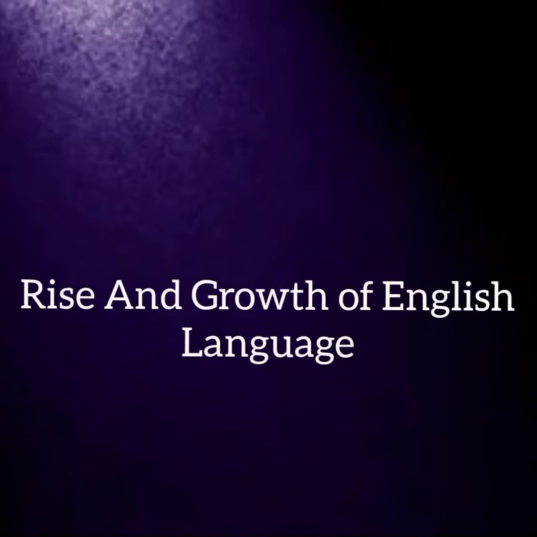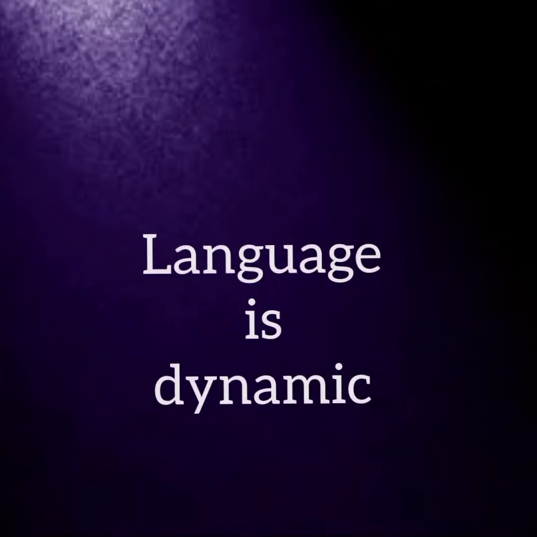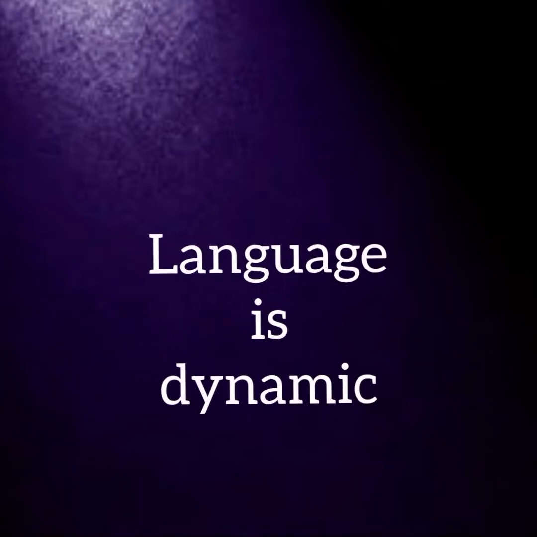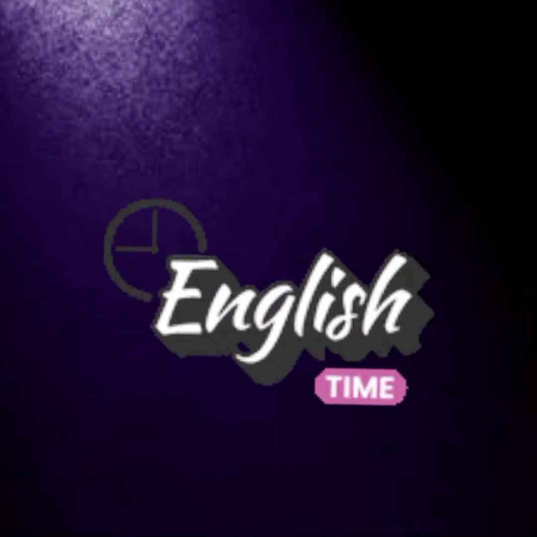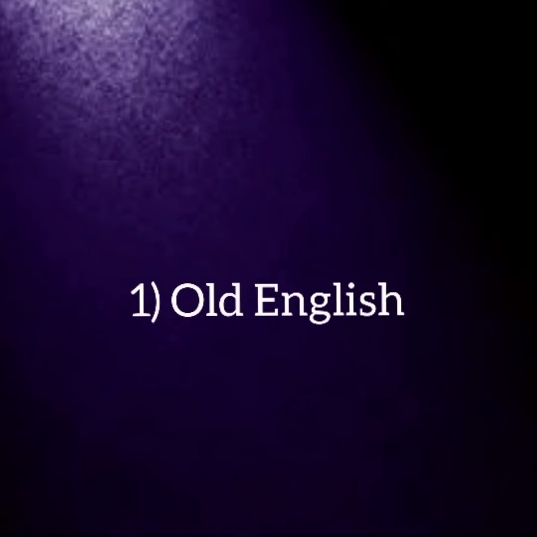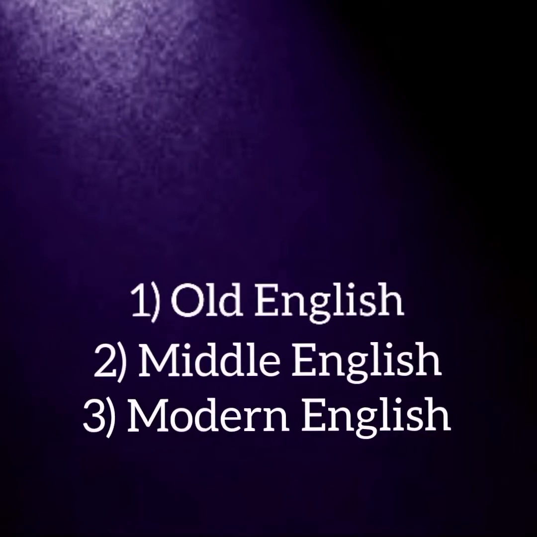In this video, we are going to know about the rise of the English language. As you all know, language is an organized system of communication. It is also a natural human growth, partly mental and partly physical. Language is dynamic. It keeps changing according to its needs. The same is true of the English language. For our convenience, it has been divided into three parts, that is Old English, Middle English and Modern English.